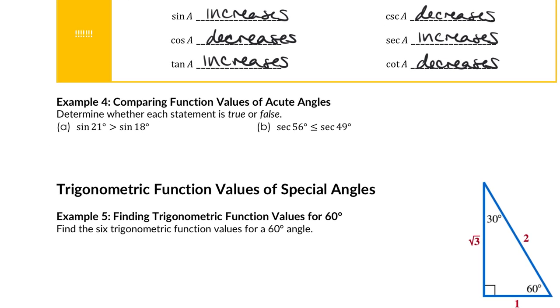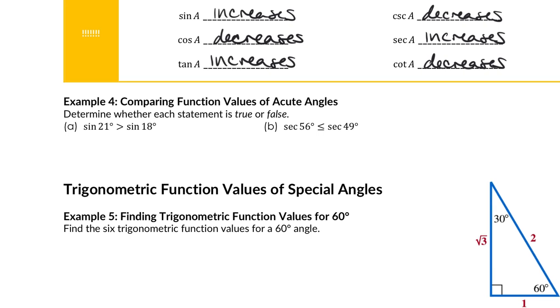It says to determine whether each statement is true or false. Is the sine of 21 degrees bigger than the sine of 18 degrees? Let's think about it. Is sine increasing or decreasing as we go from 0 to 90? Increasing. So that means sine of a bigger angle will be bigger than sine of a smaller angle. So this is a true statement because sine of 21 degrees will be bigger than sine of 18 degrees. The angle got bigger and sine gets bigger. So this is going to be bigger than this one, which is what this sentence is saying.